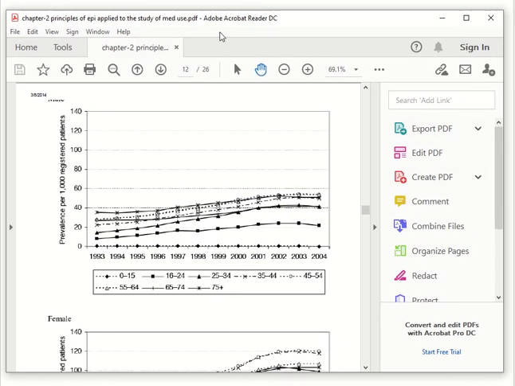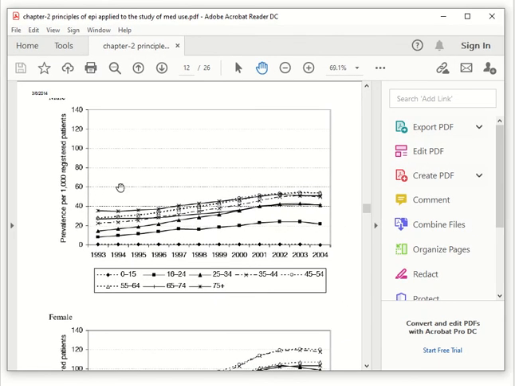Okay, so this is the graph for men. Each line is a different age group, going from 1993 all the way to 2004. And what you're seeing is the prevalence of patients receiving the treatment. And you can see that overall, all the lines are going up, up, up, up, except for this one that's starting to decline, maybe. And this line is the age 16 to 24 in men.